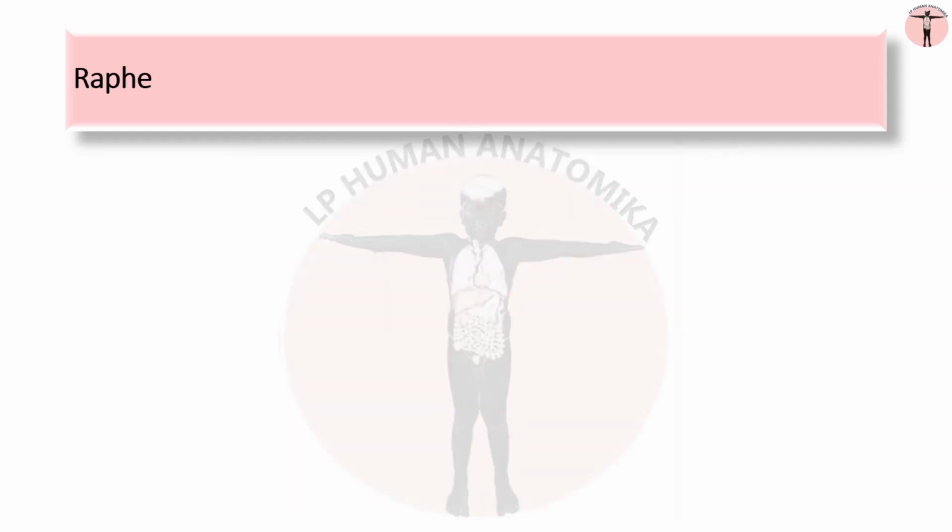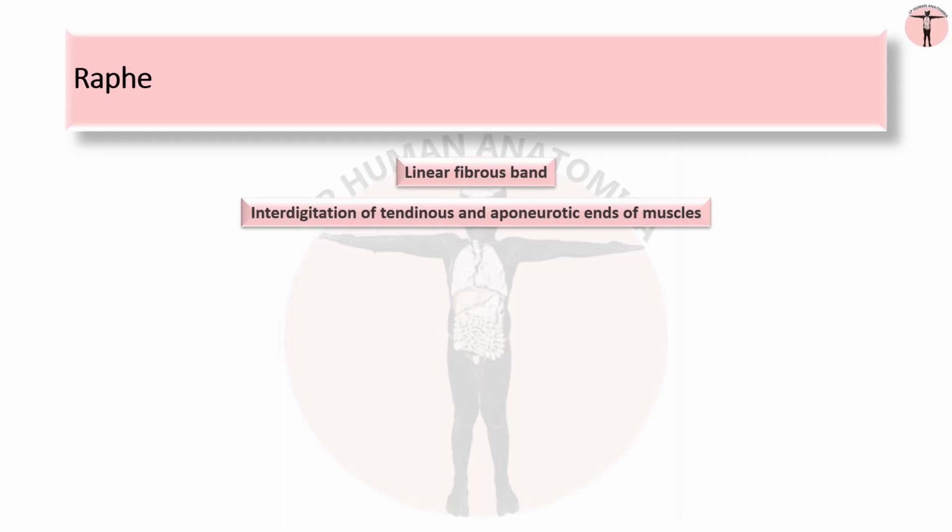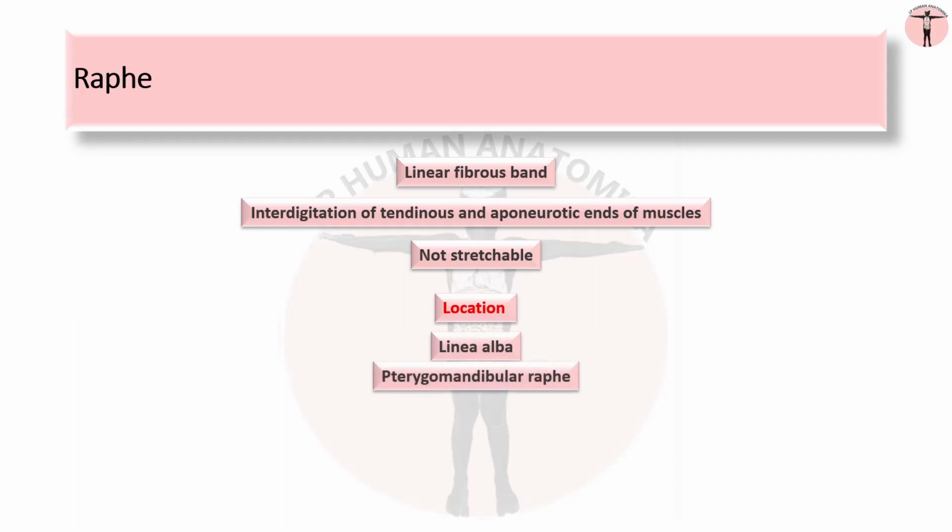Coming to the raphe. Raphe is a linear fibrous band formed by interdigitation of the tendinous or aponeurotic ends of muscles. It differs from a ligament in that a ligament is stretchable, but raphe is non-stretchable. Examples where raphe is located are linea alba, pterygomandibular raphe, mylohyoid raphe, pharyngeal raphe, and coccygeal raphe.